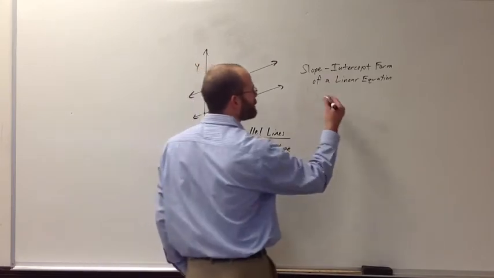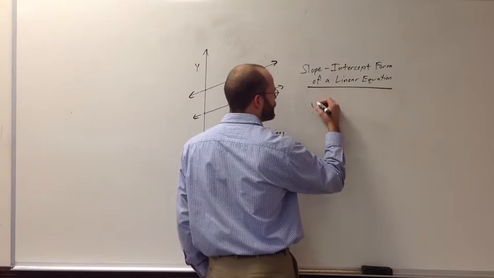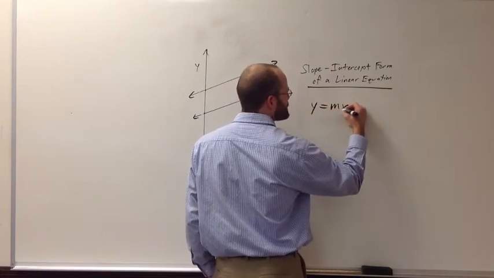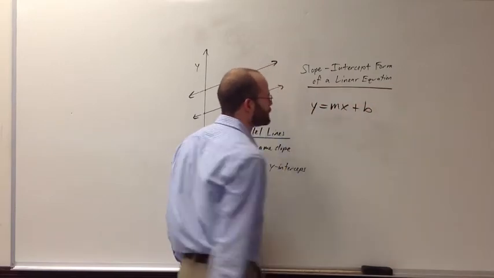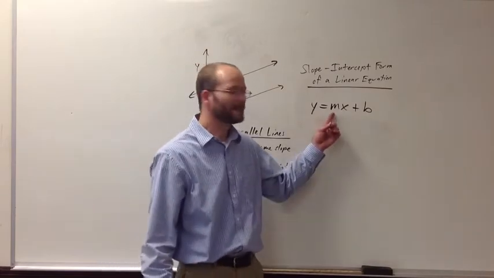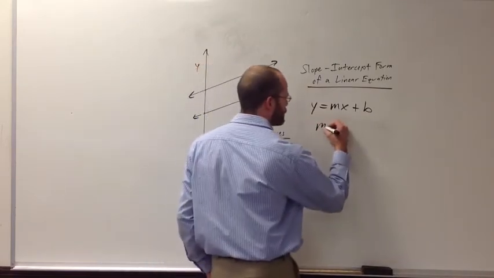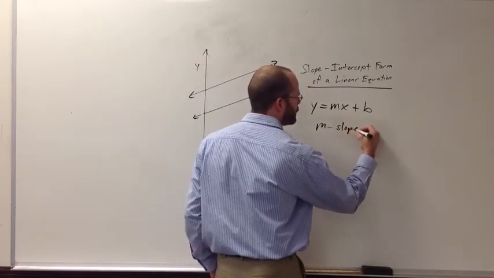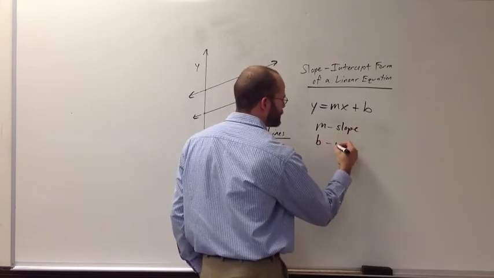A slope-intercept form of a linear equation is in the form y equals mx plus b. We already know what m is. M is the slope. I said that earlier. And b is the y-intercept.